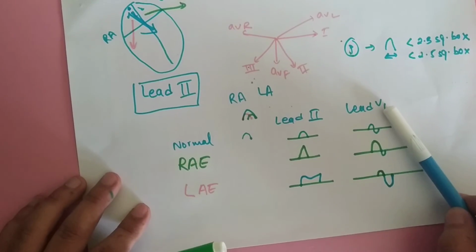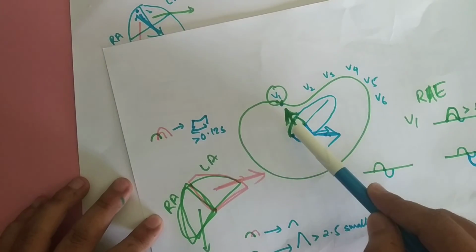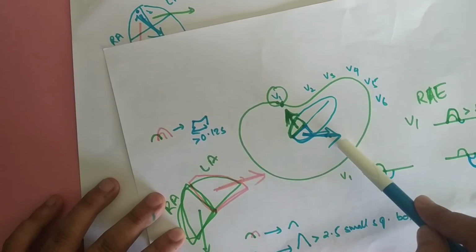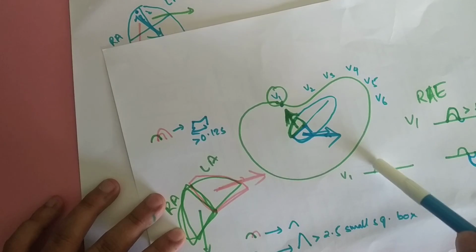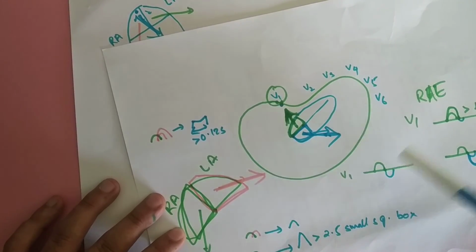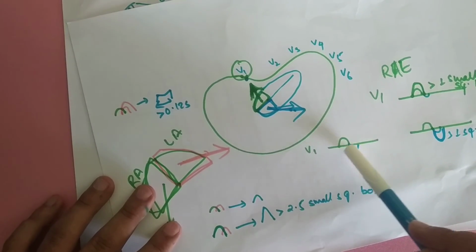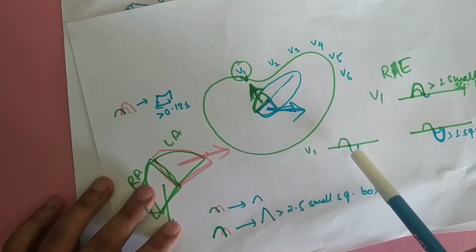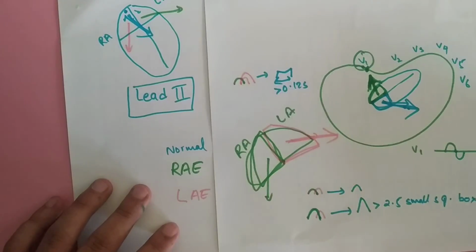Lead V1 will be helpful because, as we have already discussed, when we keep the heart like this in a cross-sectional diagram, right atrial enlargement will be towards V1, and left atrial enlargement will be away from it. In the normal case, you can find an S-shaped or biphasic P wave, and in case of enlargement, the respective part will be enlarged. If it is right atrial enlargement, the positive deflection will be bigger. If it is left atrial enlargement, the negative deflection will be bigger in V1. So this is the basic theory.